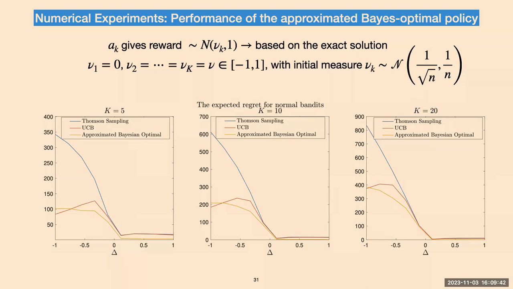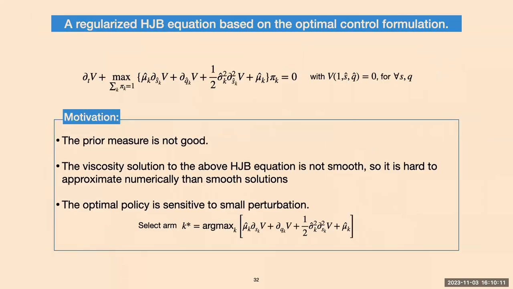The reason is that in this area, the prior measure of our Bayesian approach is not good enough, because we assume the initial prior measure is close to zero, and here the actual measure is close to negative one. That's why UCB is a little bit better, because UCB is not related to the prior measure. And that actually motivated us to develop a regularized version of the HJB equation.